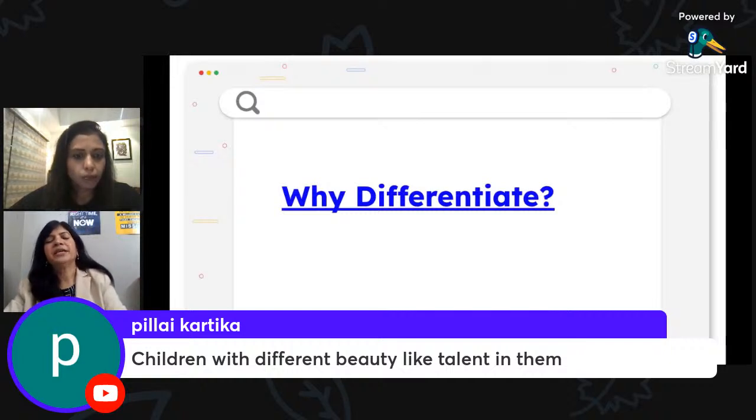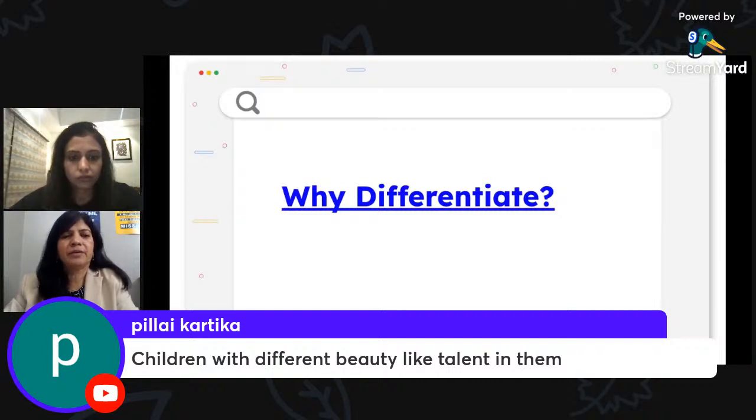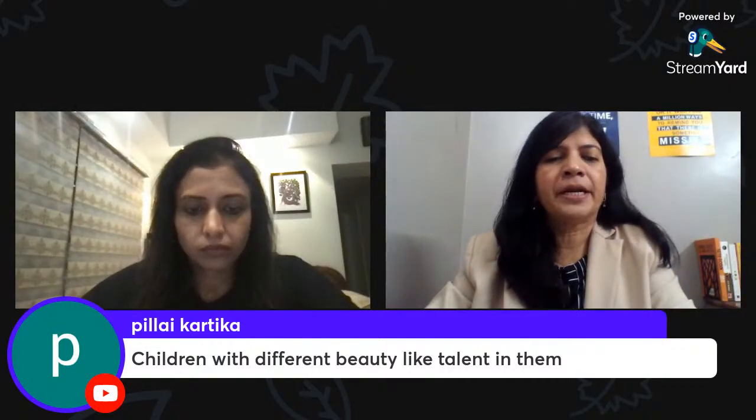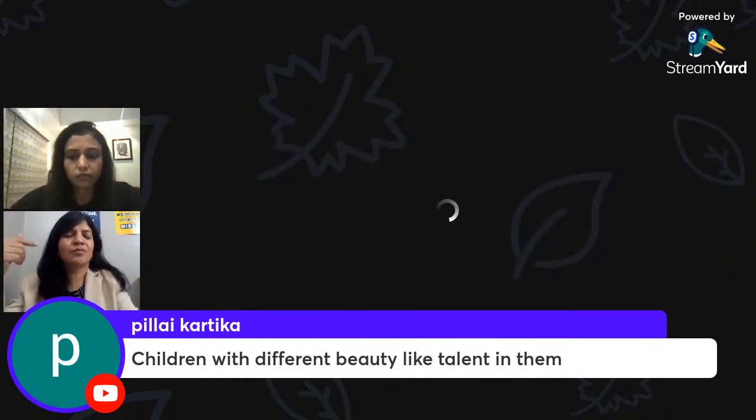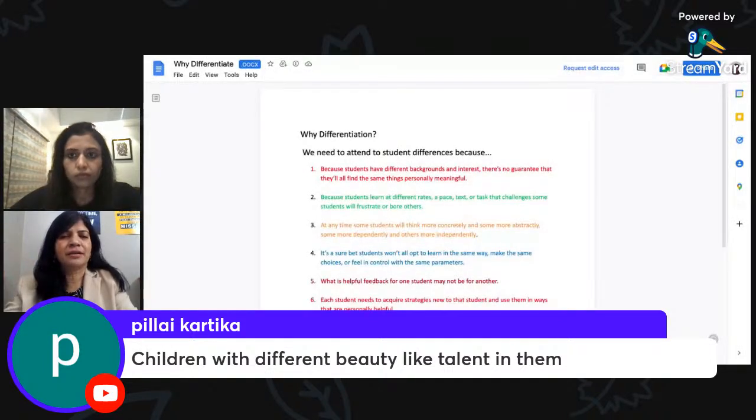Okay. Anyways, so why differentiate? We already talked a bit about that, because all children do not have the same interests. All children do not come from the same backgrounds. They have different cultural backgrounds. They have different linguistic backgrounds. They do not have English as their first language. Some are able to read and understand the content that we present to them. Some of them are not. Some of them like to learn by using their eyes, and some of them like to listen and learn. Some of them are kinesthetic learners. Okay, good. So let's read this.